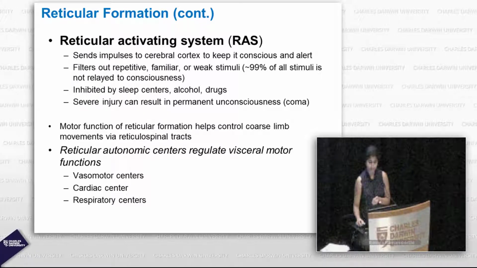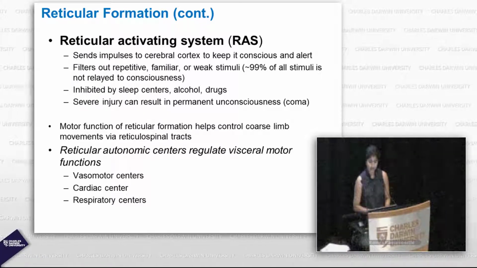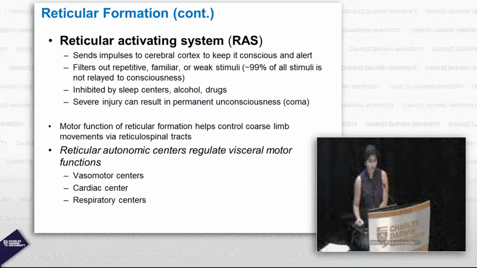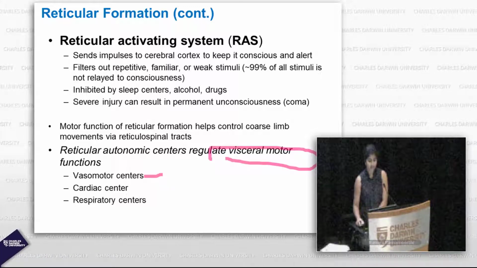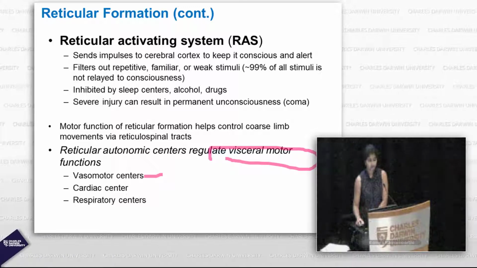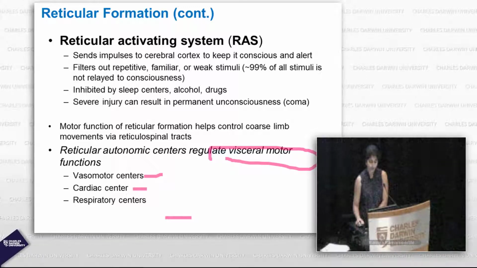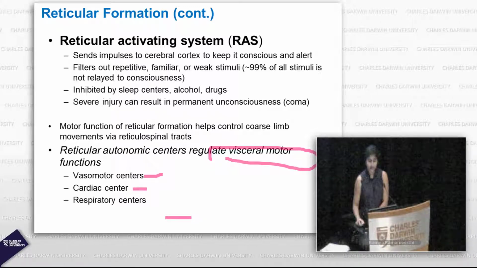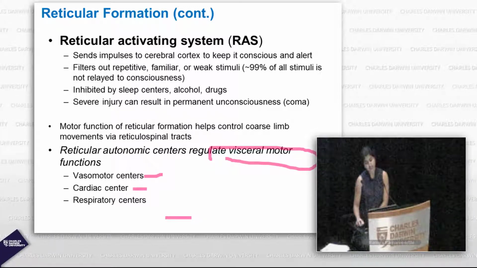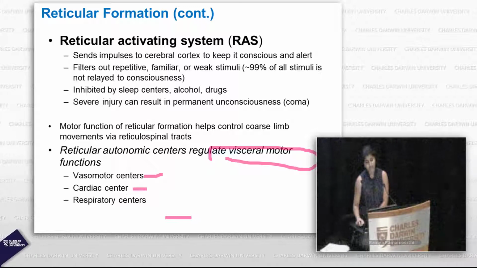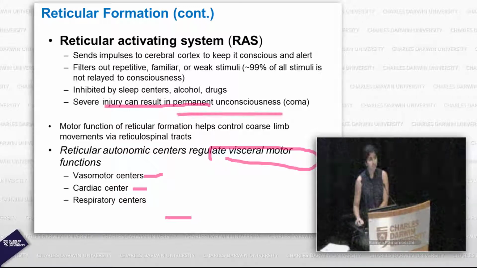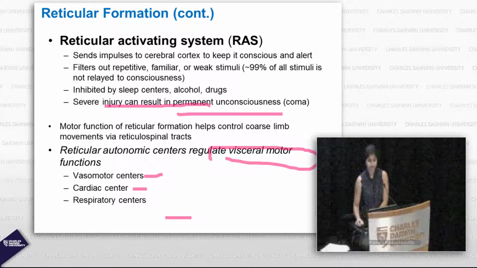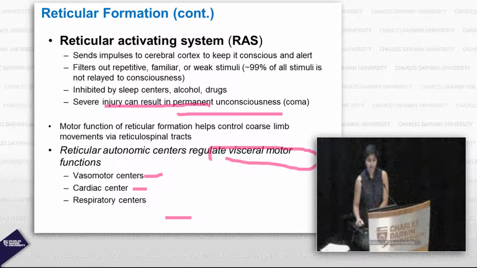So again, the reticular activating system controls most of your visceral motor activities such as vasomotor centers, the diameters of the blood vessels, the cardiac center, and your respiratory center as well. Okay. So if someone has an injury to the reticular activating system, then they can actually never come back. They enter into a permanent unconscious state called coma. Okay. So the reticular activating system is very important to keep you alert.